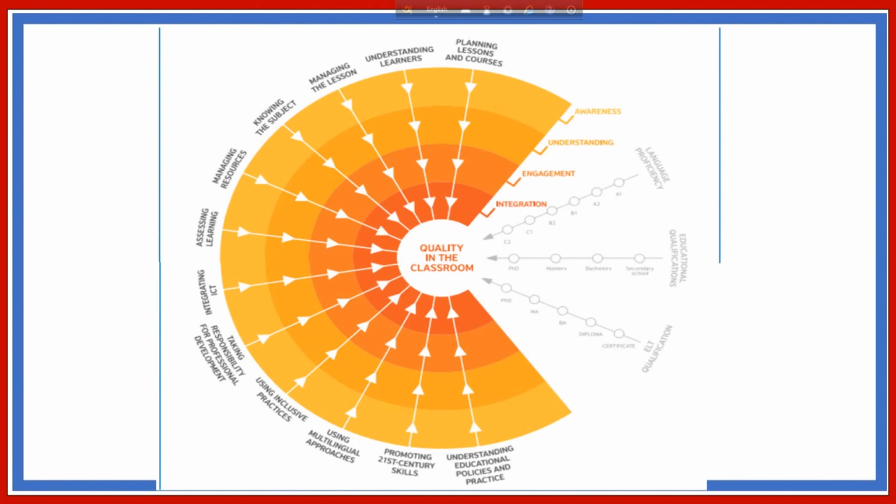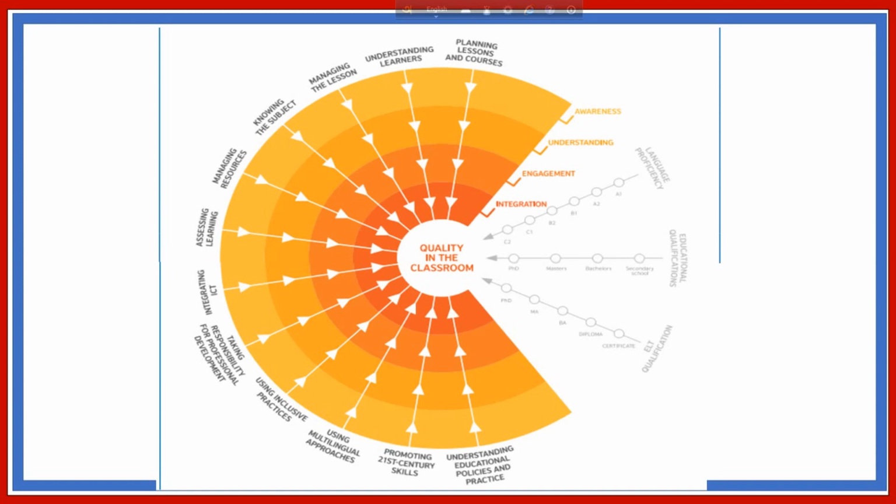Understanding learners is also important. Managing the lesson, knowing the subject, that is subject knowledge, managing resources. If we want to conduct the classes smoothly and thoroughly, we need to manage many resources. So managing resources is also important. It may be teaching aids and other types of activities. Assessing learning is also very much needed. Integration of ICT: with the help of ICT, we can ensure effective or quality teaching.